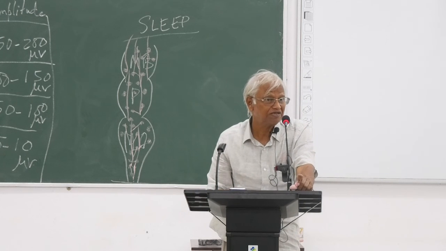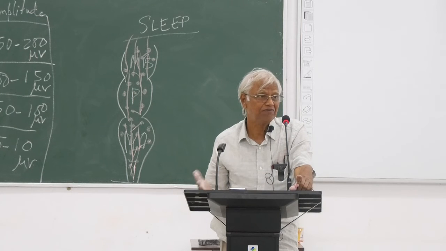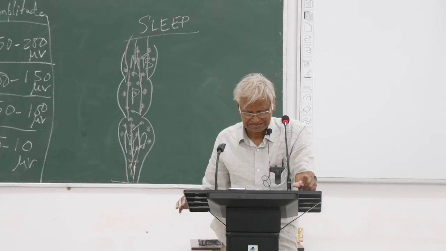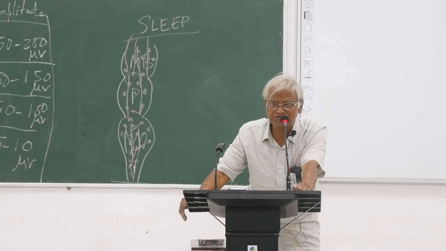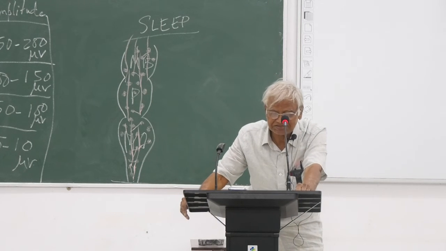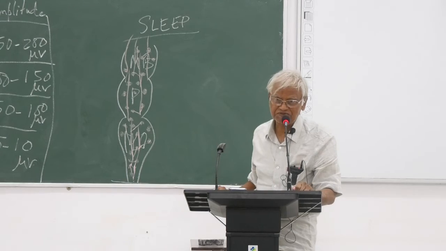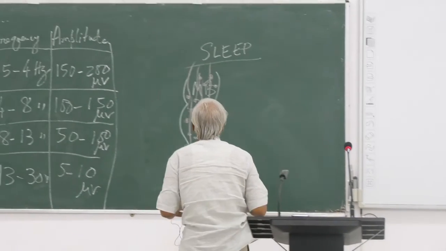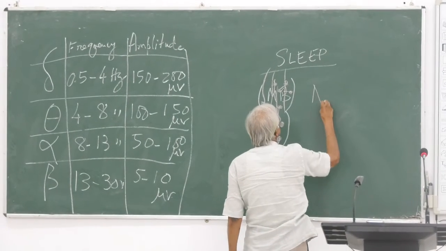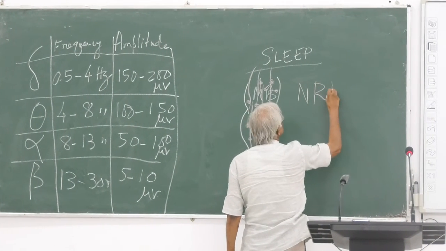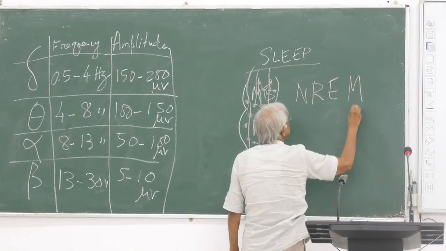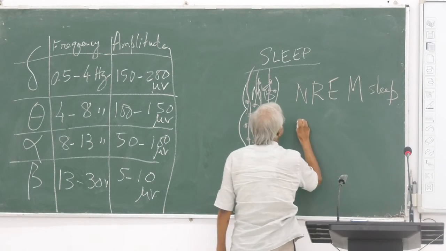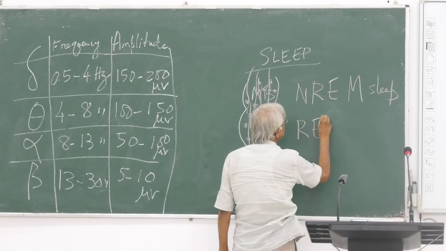So that is the sleep state and the awake or wakefulness state. Now this sleep state has several stages. The two principal stages are called NREM sleep and REM sleep.